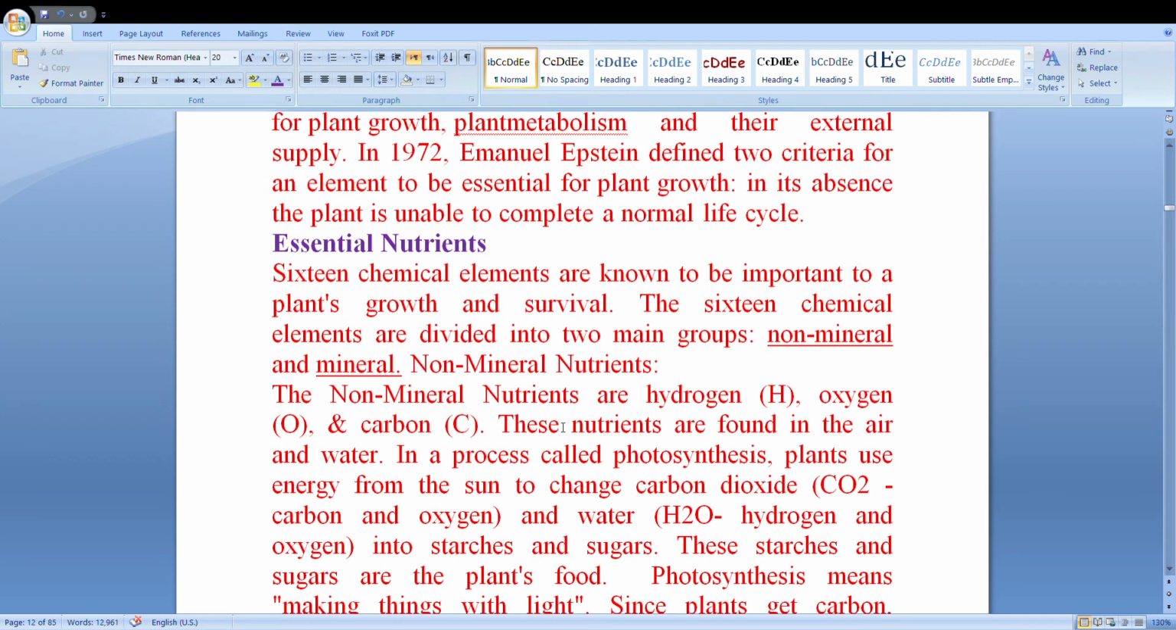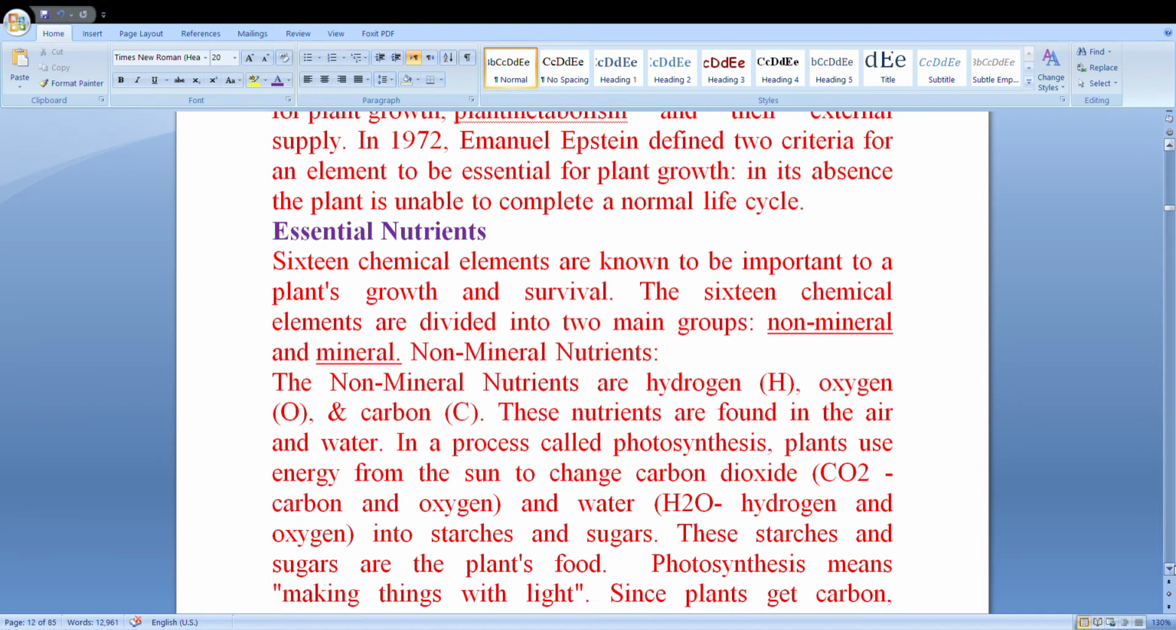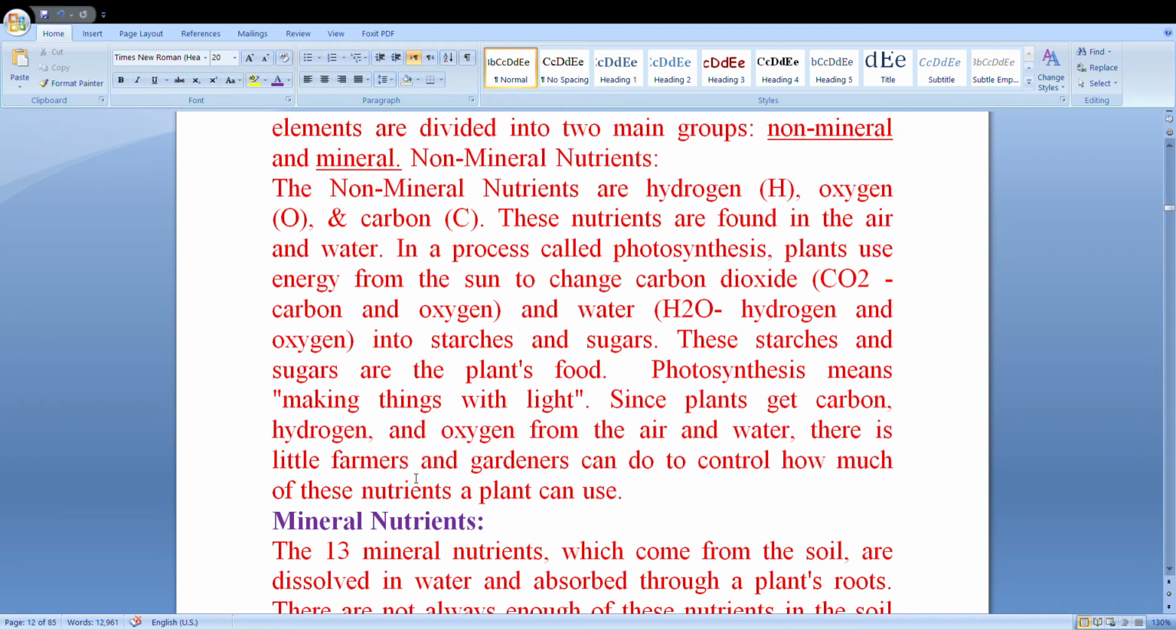Non-mineral group is hydrogen, oxygen, and carbon. And the other is the mineral group. These nutrients are found in the air and water, or in a process called photosynthesis. Plants use energy from the sun to convert carbon dioxide, carbon and oxygen, and water, hydrogen and oxygen, into starch and sugar. The starch and sugars are the plant's foods. Photosynthesis means making things with light.